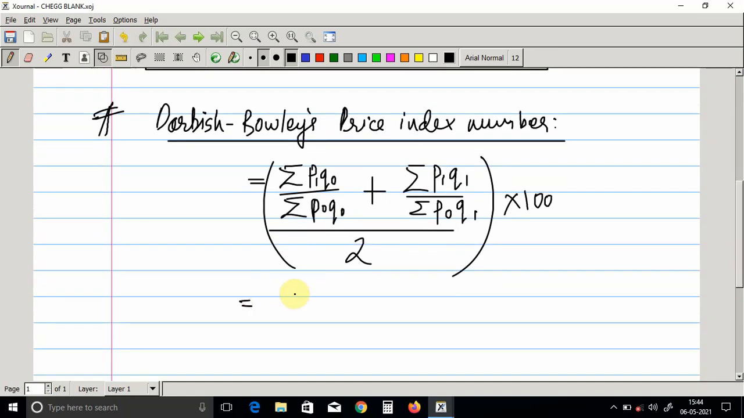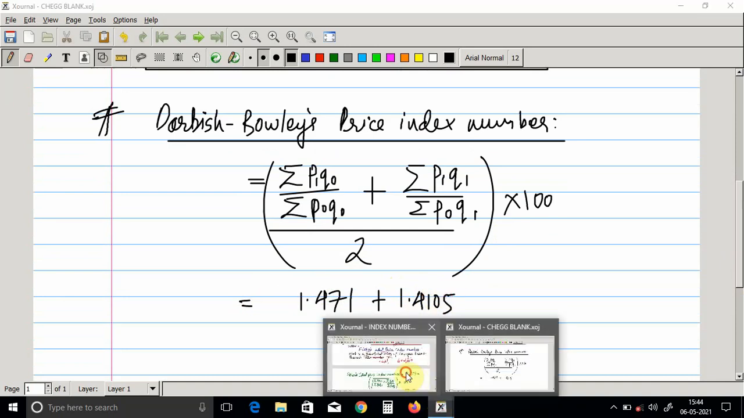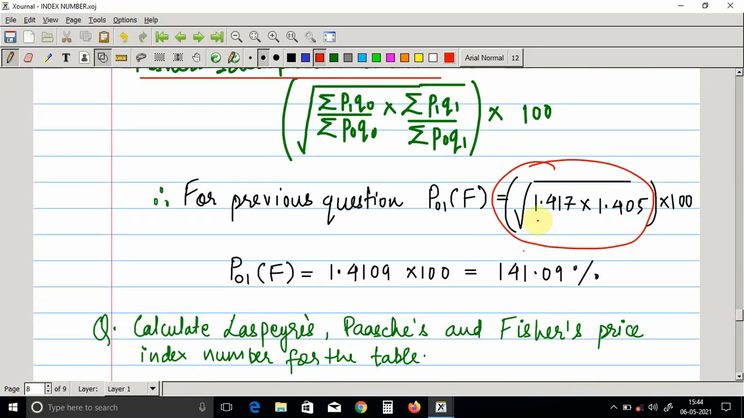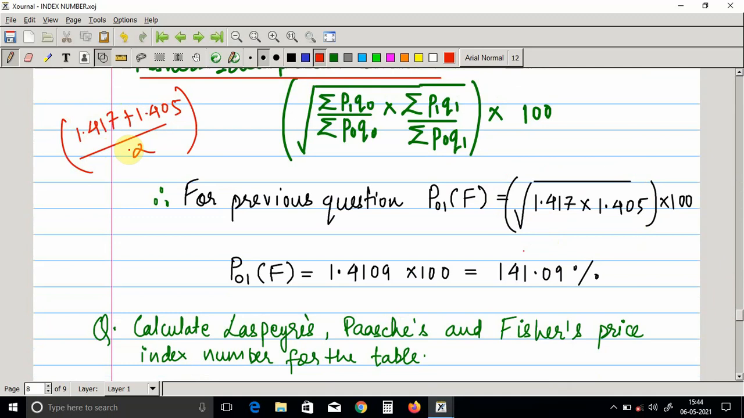So you can do the calculation. 1.417 plus 1.405, let me see what are the values. So this time you have to add it. 1.417 plus 1.405, divide by 2, whatever the average value, multiplied by 100.